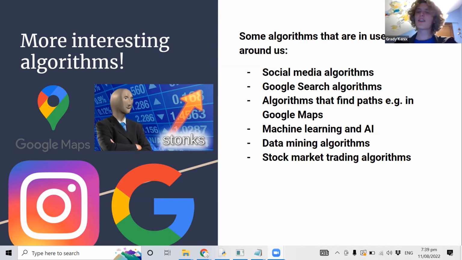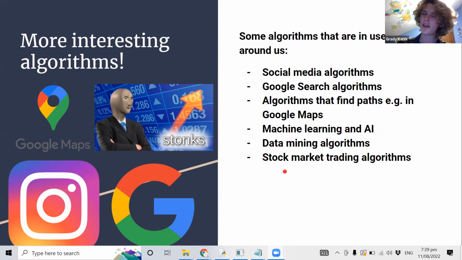I'm pretty sure that Minecraft's coding language is Turing complete. I might be wrong about this, but I think it is. So if you want to go and implement Dijkstra's algorithm in Minecraft, go ahead. Knock yourself out. But anyway, these are some of the more interesting algorithms that you find around you every day.